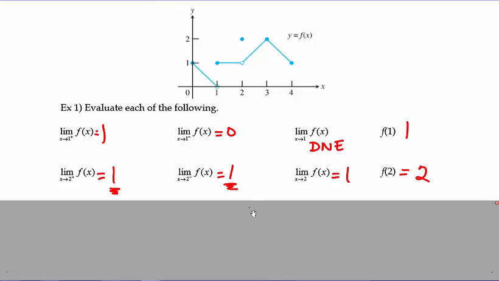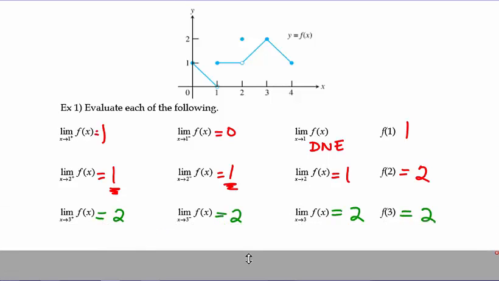Okay, hopefully you did hit pause, and this should have been an easy row. Everything in this row equals 2. Come at 3 from the left, I get 2. Come at 3 from the right, I get 2. There's a dot at 2, and since the left and the right are equal, the two-sided limit also equals 2.